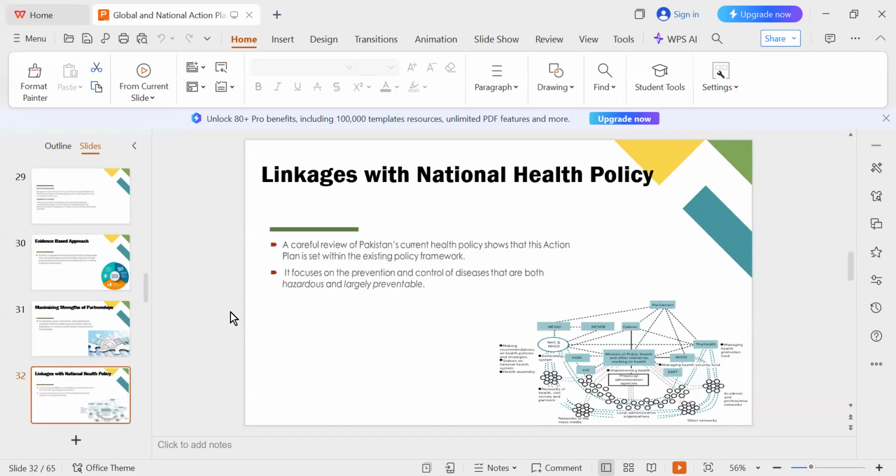Linkages with national health policy. A careful review of Pakistan's current health policy shows that this action plan is set within the existing policy framework. It focuses on the prevention and control of diseases that are both hazardous and largely preventable.